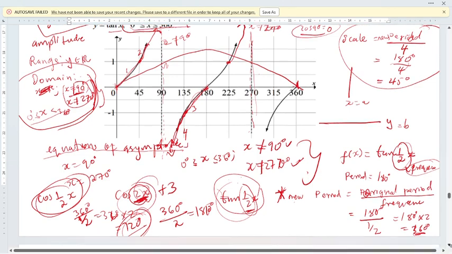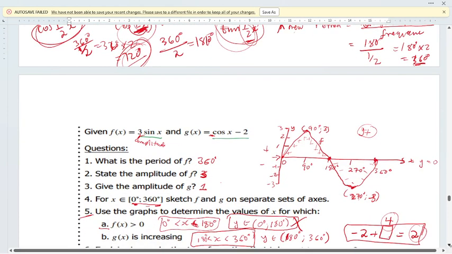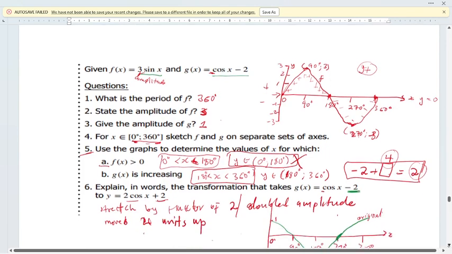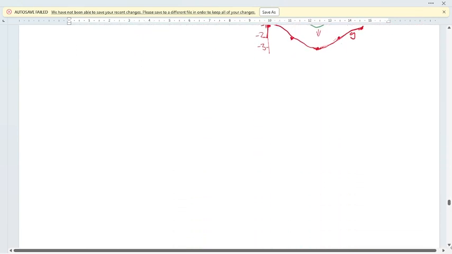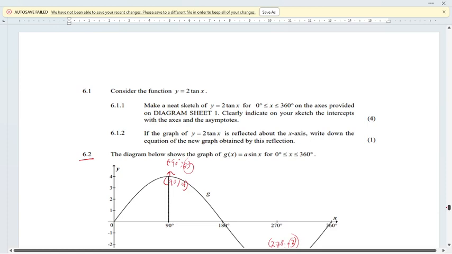So it means we have exhausted the graph. Let's check one for tan and see what's happening. How do they ask questions on tan? Consider the function y equals 2 tan x. Make a neat sketch of y equals tan 2x. Provide whatever is needed, but draw the graph.